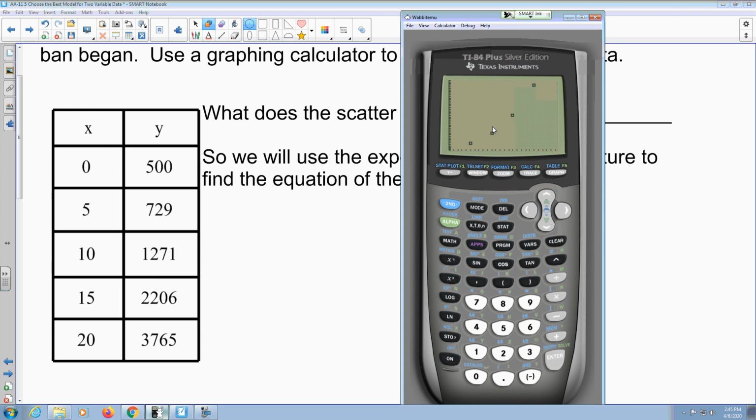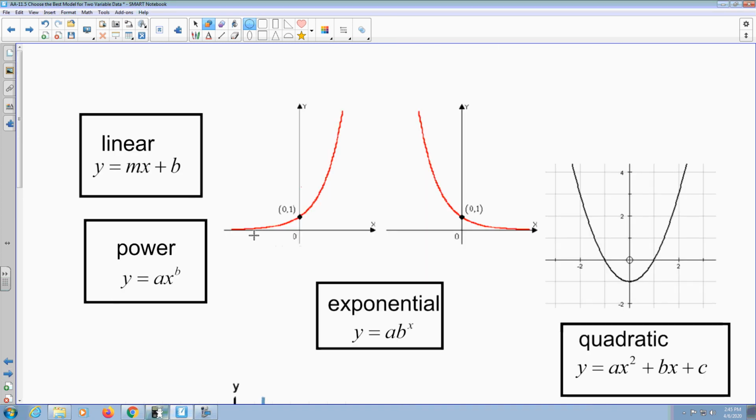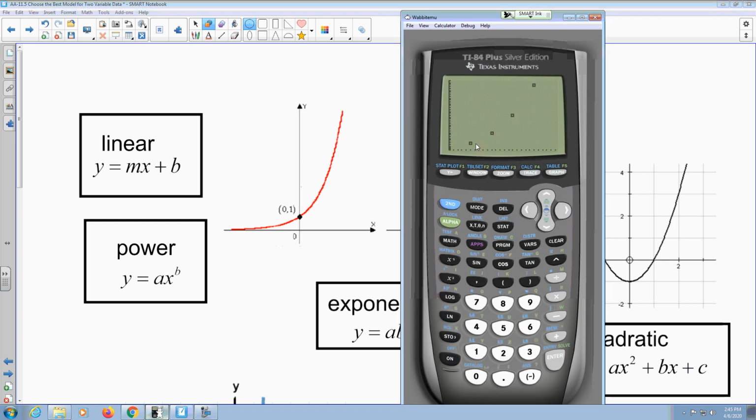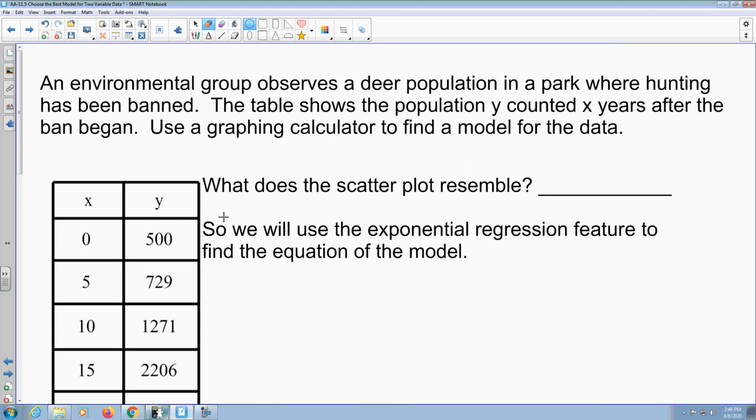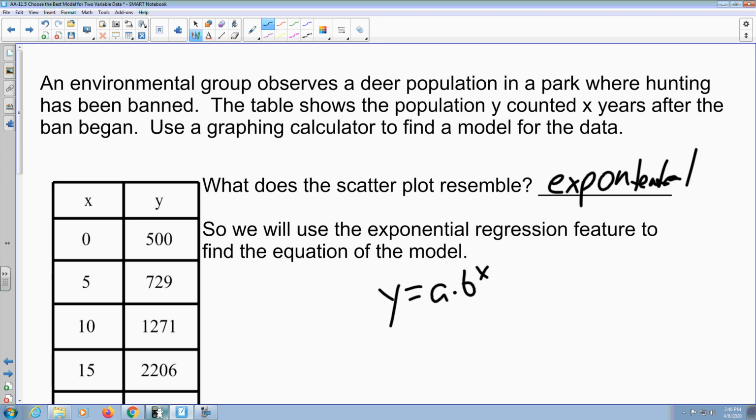So now if you look at this graph here, it kind of looks like an exponential function. If you look on this page here, this is what an exponential function kind of looks like, and it kind of resembles that. Let's see here. So I am going to say that this is exponential. So since it's exponential, we're going to use y equals a times b raised to the x power.